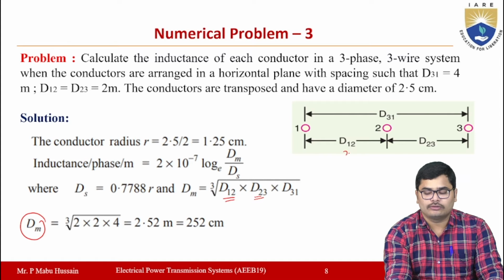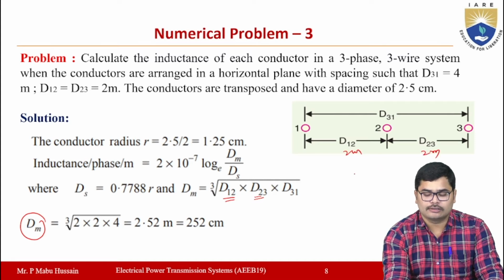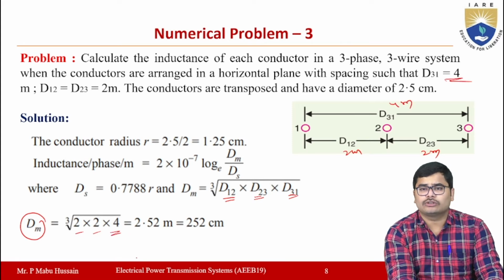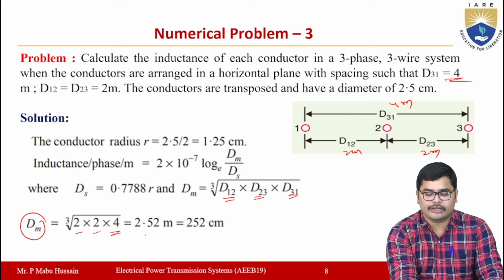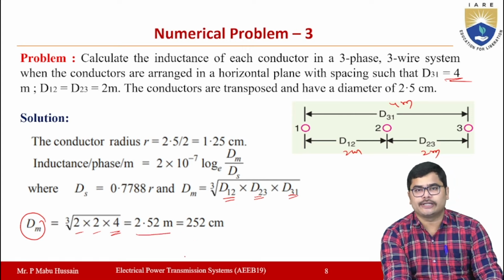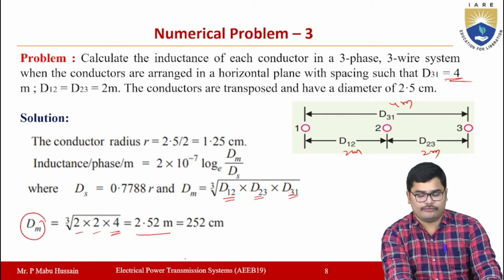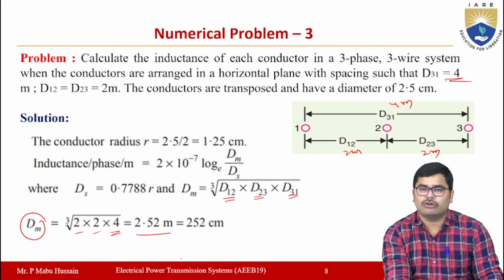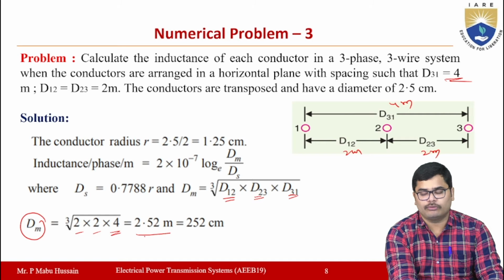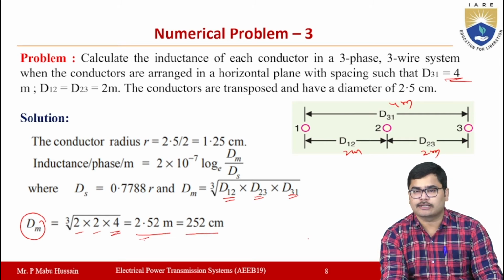So now the value of Dm here is the cube root of D12 and D23, which are 2 meters and 2 meters, so 2 into 2, and the value of D31 is 4 meters, which is given in the problem itself, right? If you calculate this value, the value of Dm is 2.52 meters. Now this Dm value in meters, you have to convert into centimeters by multiplying with 100, and then you will get 252 centimeters, right?